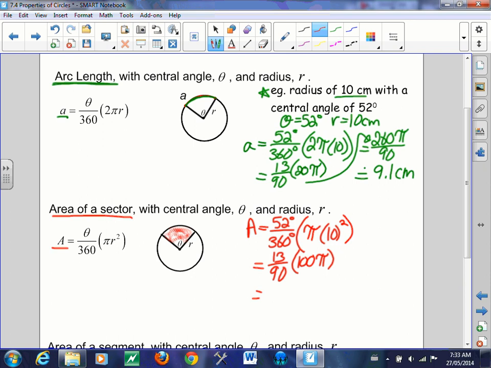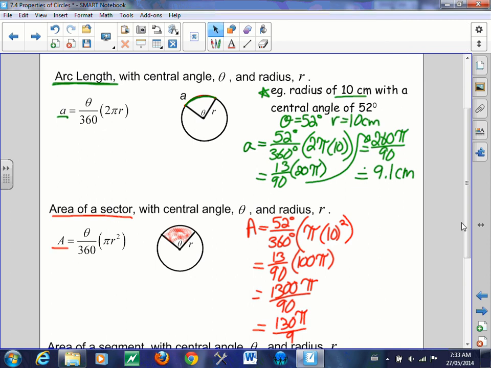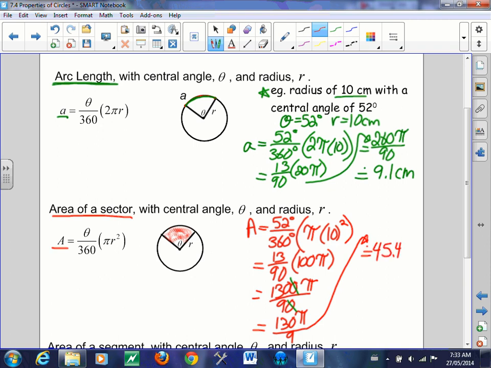Okay. Simplify that, you're going to have 1300 pi over 90. You can simplify that even more to make that 130 pi over 9, just divide each by 10. That's a quick shortcut, guys. Okay, and here we go. Plug in your calculator, and you should get approximately 45.4 centimeters squared.